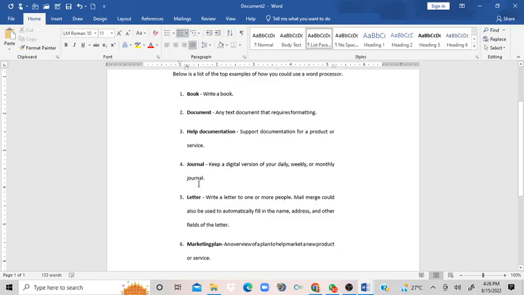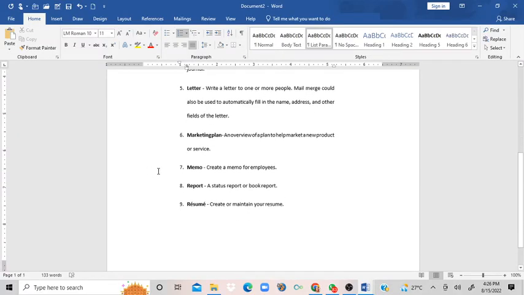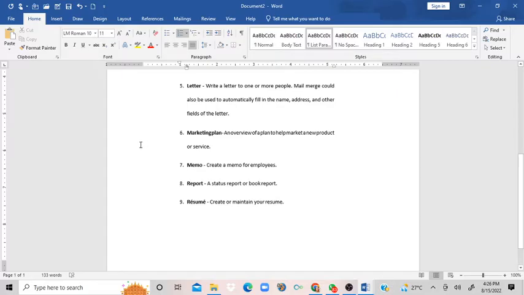Again, it is also used to keep what we call digital versions of our daily, weekly, or monthly journals. It is also used to write letters to people. We can also use it for a marketing plan. We can also use it to create a memo for employees.